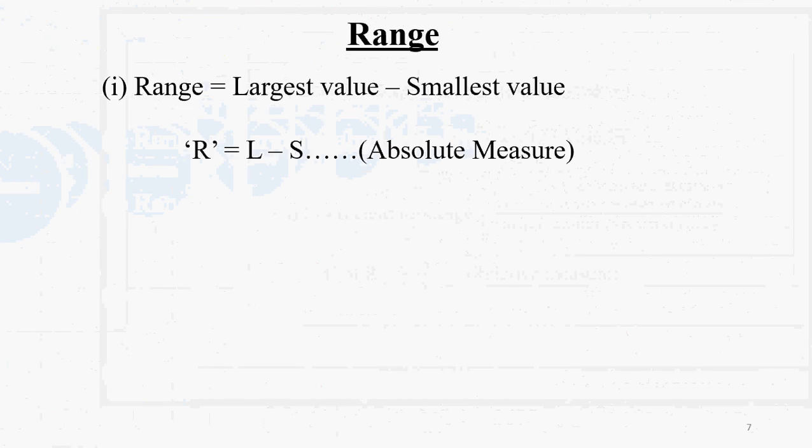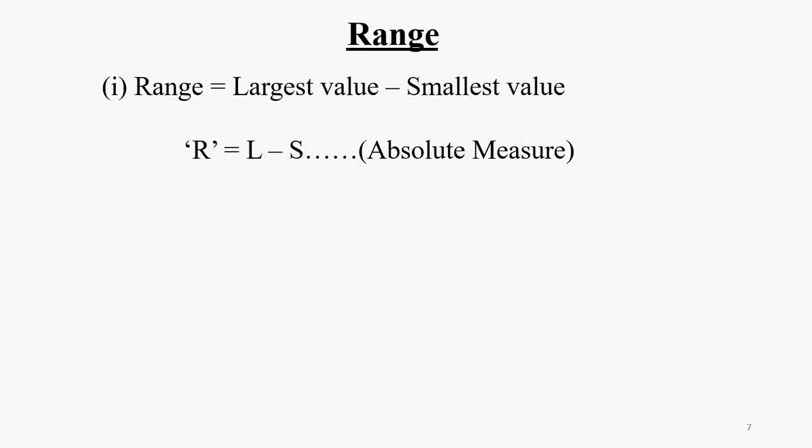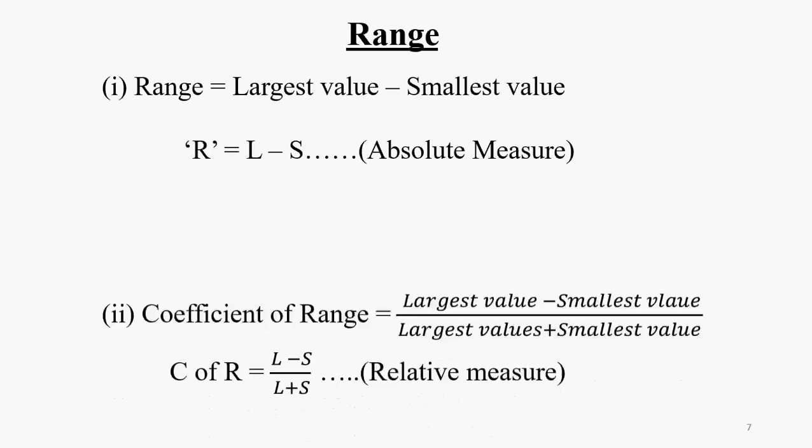So let us see how to calculate range. What is the formula? Range is equal to largest value minus smallest value. So largest is represented as L, smallest is represented as S. This is what we call an absolute measure.